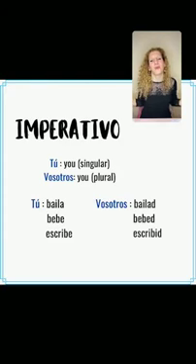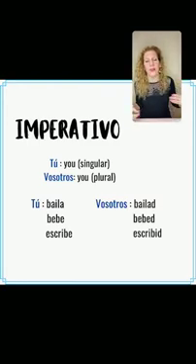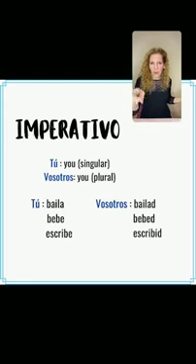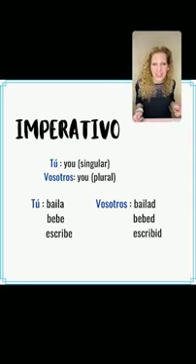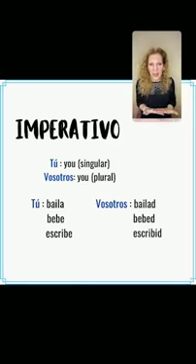Imperativo, imperative mood. When you give orders, for example, there's only 2 that you have to study: tú and vosotros. Tú is you in singular, and vosotros, remember that in Spain we use vosotros, is you in plural. So, we have an example of each conjugation. Bailar, baila tú. Beber, bebe tú. So, dance, drink. Escribir, escribe tú. And in plural, vosotros, bailad vosotros, bebed vosotros, escribid vosotros.